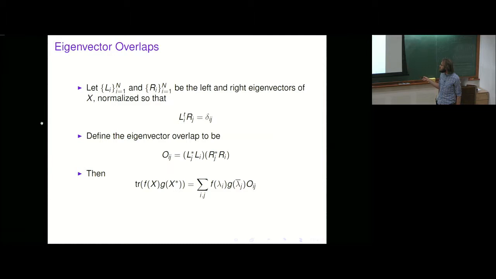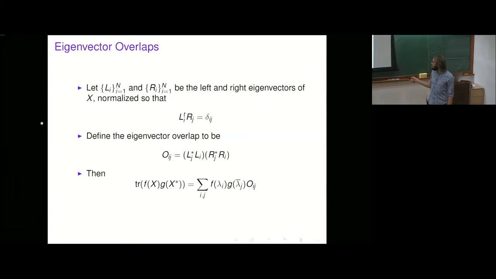Okay. This choice doesn't actually completely define my normalization. For example, I can take all the left eigenvectors and multiply them by some constant. And then if I multiply all the right eigenvectors by 1 over that constant, this relationship will still be preserved. So when we want to talk about eigenvector overlaps, it's natural to consider the left eigenvectors and the right eigenvectors together. So I'm defining the overlaps to be, you take the overlap between the ith eigenvector and the jth eigenvector.